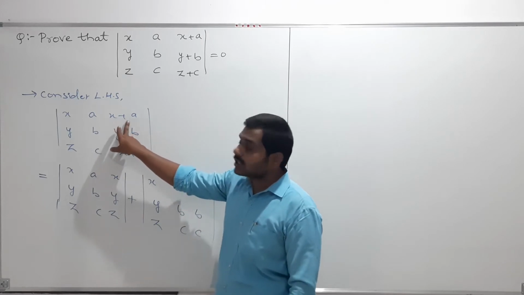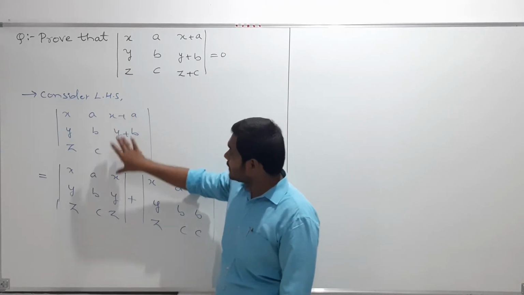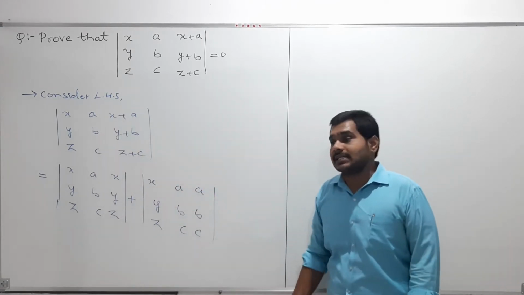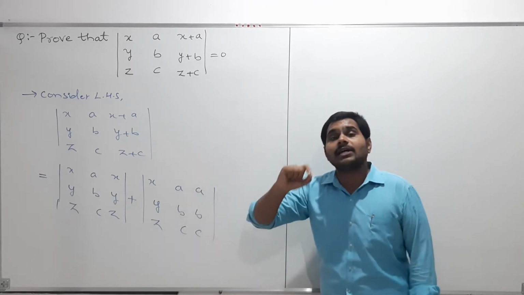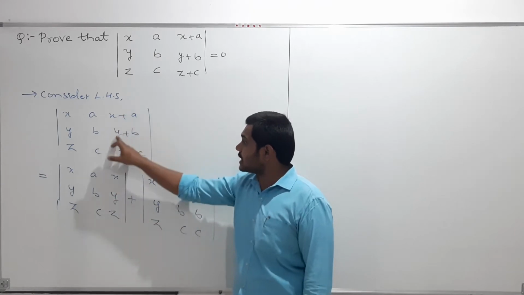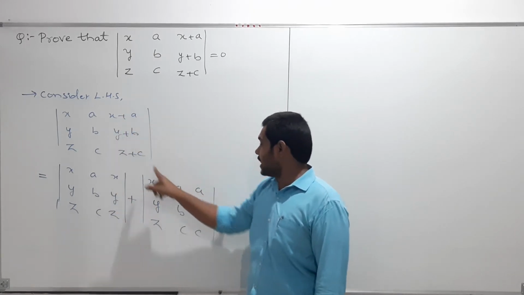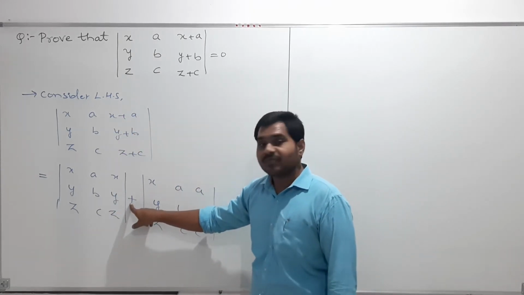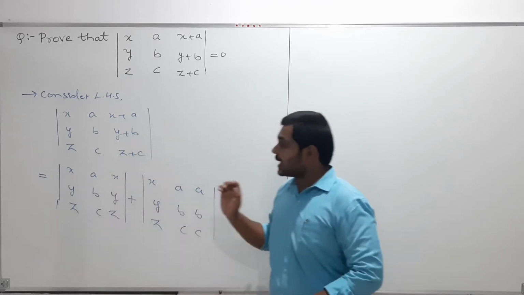Next, these two terms are there. So therefore I will split this into two determinants. This I am writing by the property. Clear? So therefore x y z, this I wrote here, and next a b c I wrote here, this a b c plus. Clear? So by the property we can write like this.